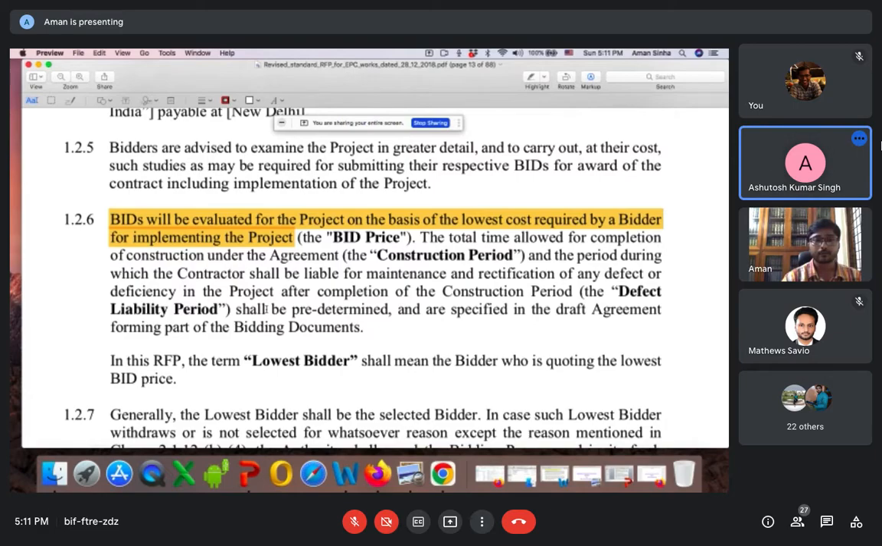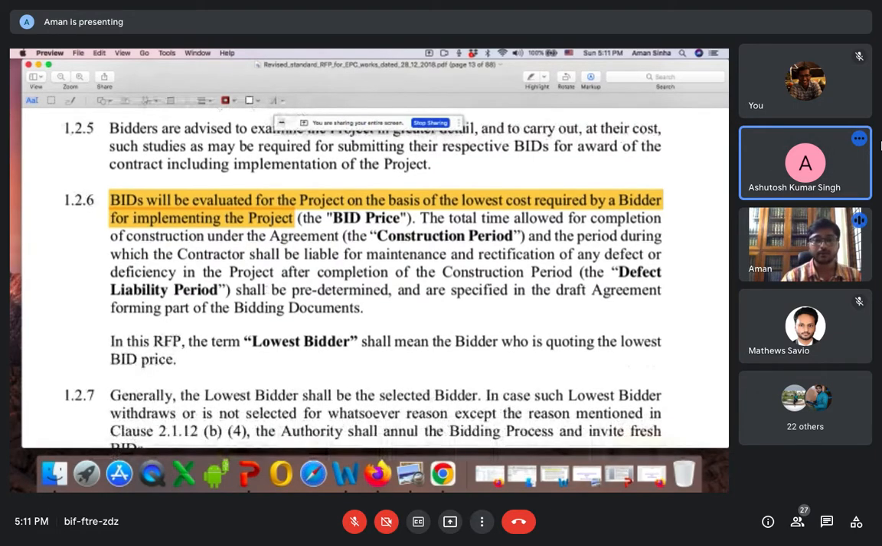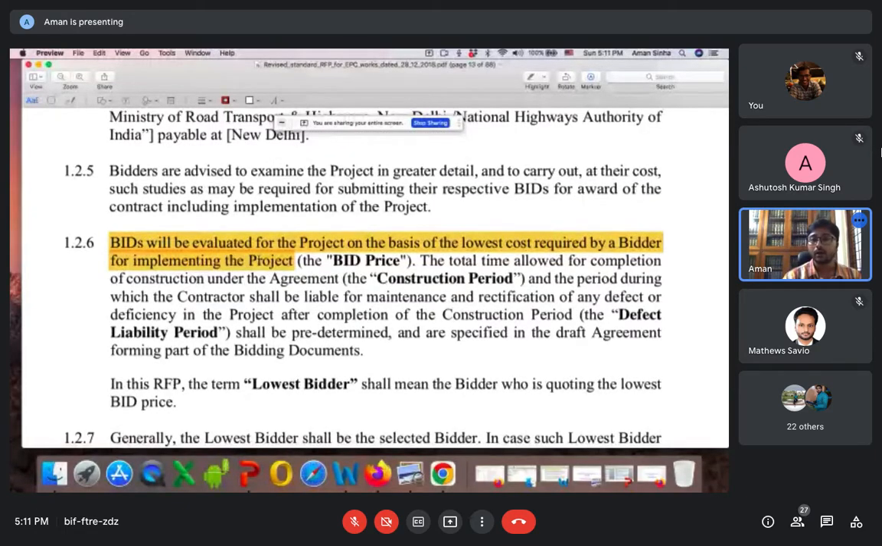Yes, okay. So this is also an important point: bids will be evaluated for the project on the basis of the lowest cost required by a bidder for implementing the project. We call this, in the technical sense, L1. And this is the EPC contract.